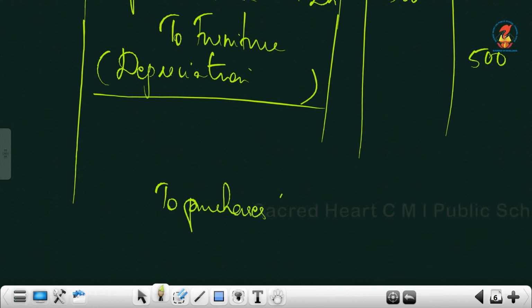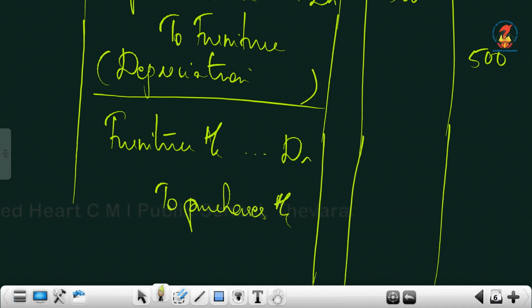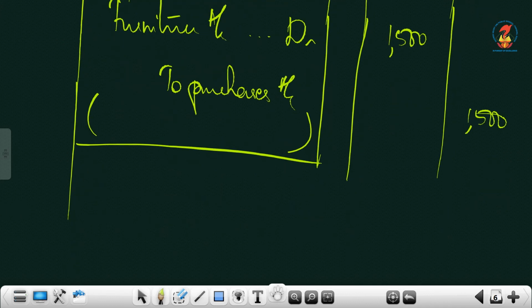So to purchases. What are we making using this? Furniture. So it is furniture account to be debited. So furniture account debtor to purchases. Amount is 1,500. You write goods used for making furniture, the narration.